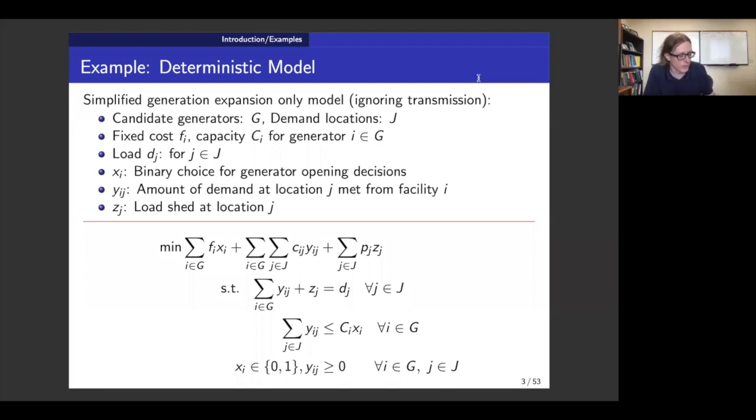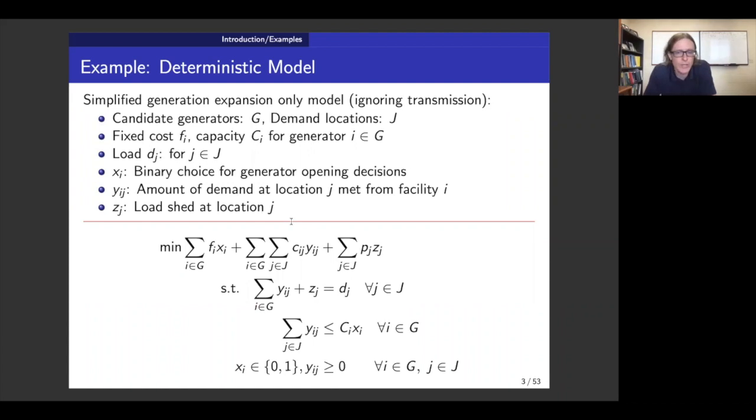Putting it all together, the model becomes something like this. I'm minimizing my total initial costs plus the operating costs, which have this component based on the cost of meeting demand from different locations, plus the penalty I'm paying for some load that I did not meet. And then for each of my demand locations, I either have to record that I didn't meet some of the demand or I'm otherwise meeting the demand. And so I get these equations.